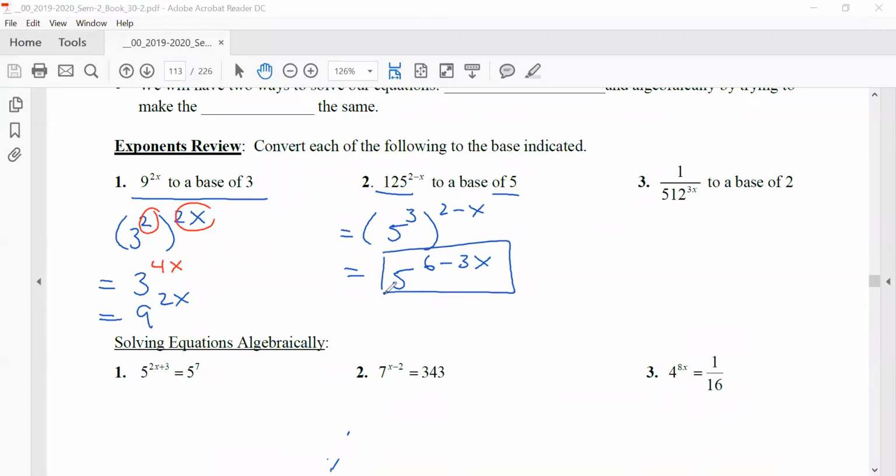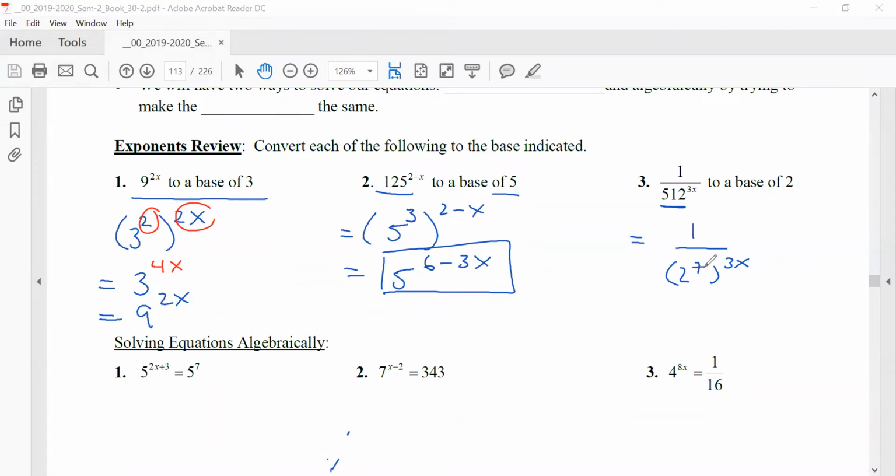The last one here, number 3, is the trickiest one. All of a sudden our 512 is in the denominator. Don't worry about that for a second. So again, I'm changing the 512 to be a base 2. So I pick up my calculator and I go 2 to the power of 4, 2 to the power of 5, 2 to the power of 6, 2 to the power of 7 gives me 512.